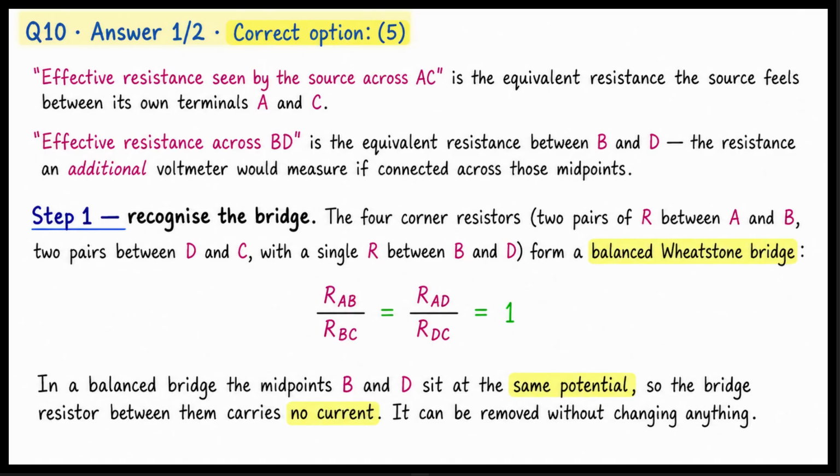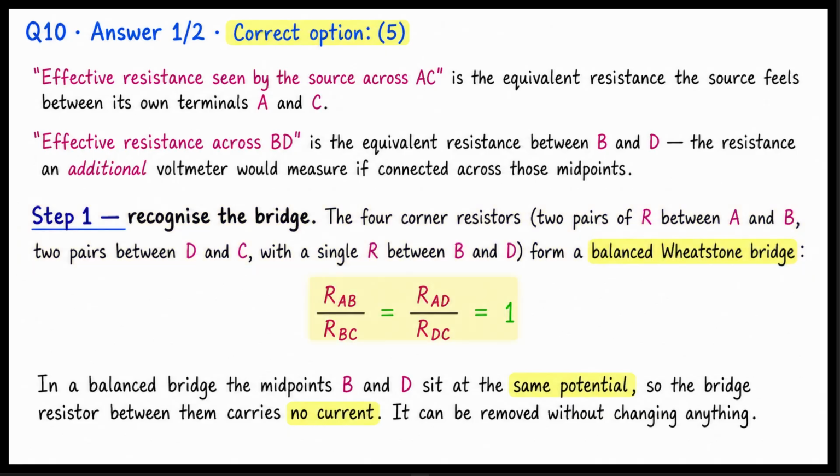Here's the reasoning broken into pieces. First, what the question is actually asking. Effective resistance seen by the source across AC is the equivalent resistance the source feels between its own terminals A and C. Effective resistance across BD is the equivalent resistance between B and D, the resistance an additional voltmeter would measure if connected across those midpoints. Step 1. Recognize the bridge. The 4 corner resistors, 2 pairs of R between A and B, 2 pairs between D and C, with a single R between B and D, form a balanced Wheatstone bridge.